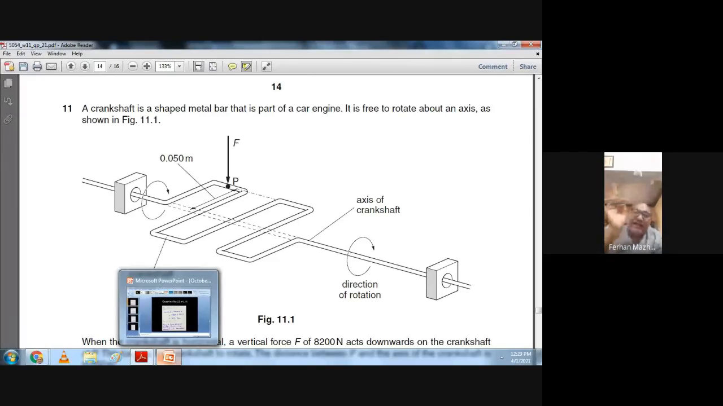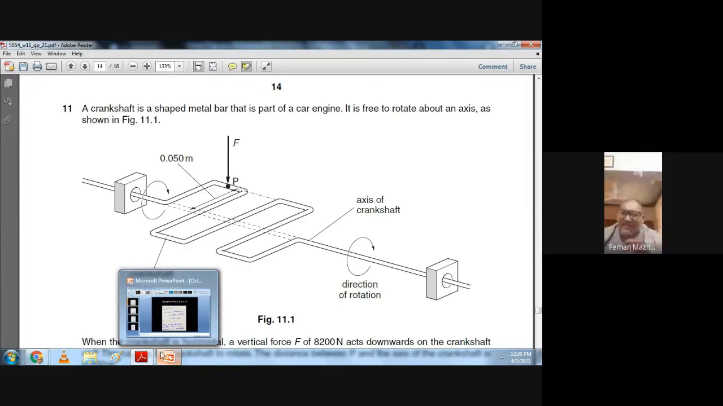When the crankshaft starts rotating, the direction of the force will remain the same, but the perpendicular distance between the line of action of the force and the axis will decrease. It means the moment arm will decrease. Although the force is the same, the moment arm decreases. That's why the moment will decrease.